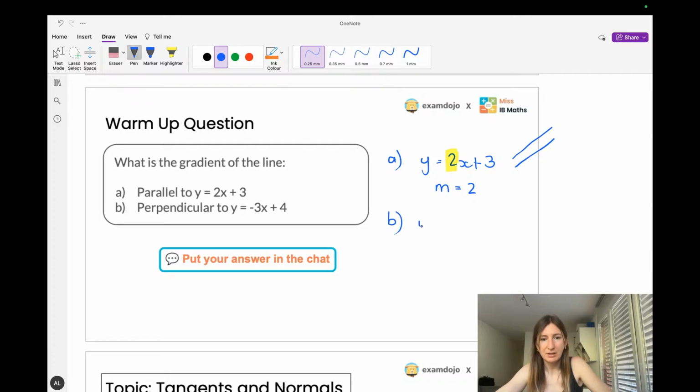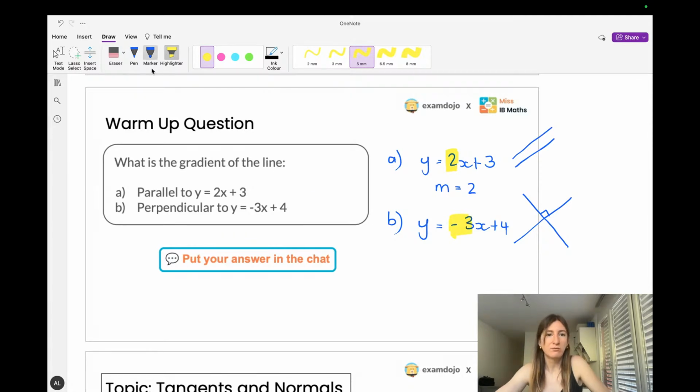And for our perpendicular line, minus 3x plus 4. If I have my line going like that, my perpendicular line is going like that. So that would be like a normal, making a 90-degree angle over there. So if the gradient of my first line is minus 3, then the gradient of my perpendicular line is the inverse reciprocal. Negative reciprocal, two words that mean the same thing.